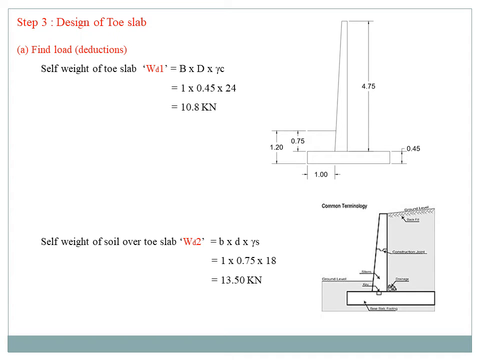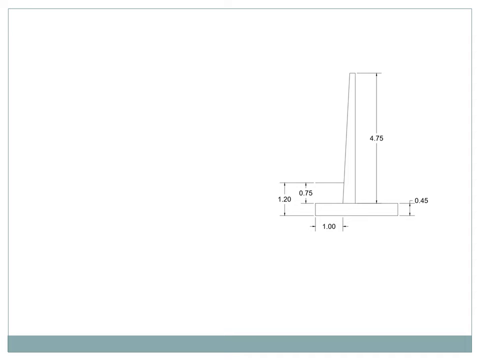Then self weight of soil over the toe slab. So see the diagram, so above the toe slab some of the soil will be there, so we need to find out the self weight of that soil area. So self weight of soil over toe slab W2 is equal to B into D into gamma S. So B is equal to, we know that, 1 meter, then D is equal to 0.75, so this is depth of the soil portion. Then gamma S is 18, because that is a soil area, so we need to take the unit weight of soil, that unit weight of soil is given in our question, so we got the answer 13.50 kilonewton.